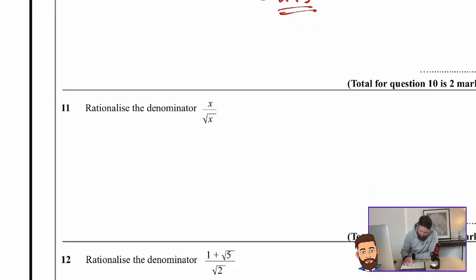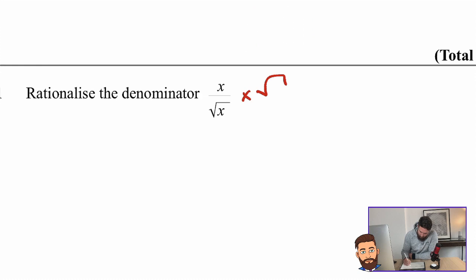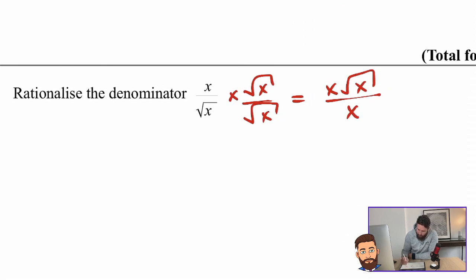Same story on the bottom. Times top and bottom by root x to eliminate that surd. We're going to get x over root x divided by root x times x is x. Now very, very similar here. We can cancel, and again this is just some basic fraction understanding. Those x's will cancel to just give me my answer as root x.